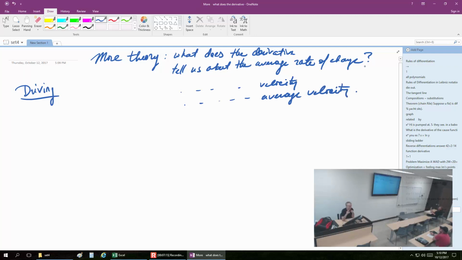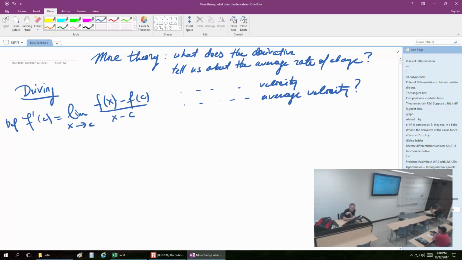So remember that the derivative was defined as the limit of the average rate of change. So f prime of c is equal to the limit of (f of x minus f of c) over (x minus c), as x goes to c. That's the definition. Once again, if you interpret this in terms of motion, then this is instantaneous velocity. In the meantime, the fraction is the average velocity.